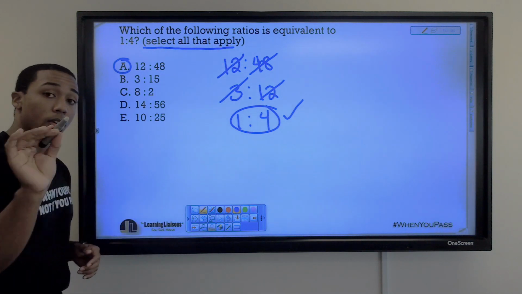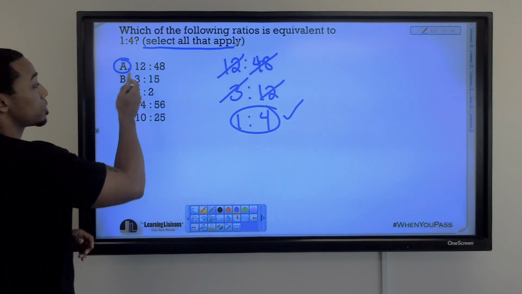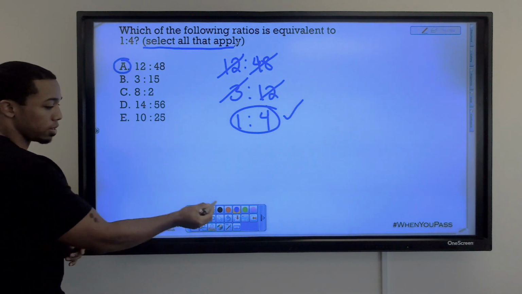Select all that apply. There are multiple answers here. 3 to 15, let's check that out. I'll start that one right down here. I'll use red here.